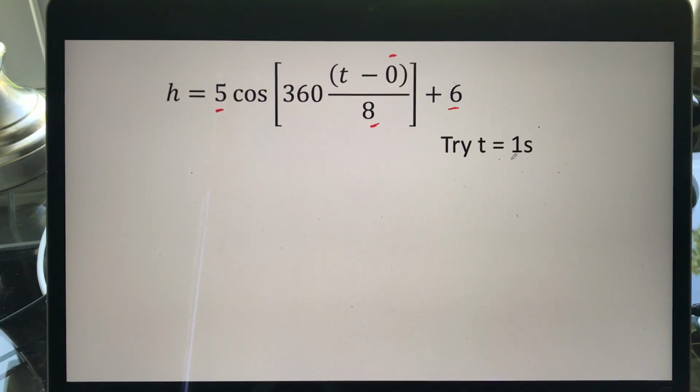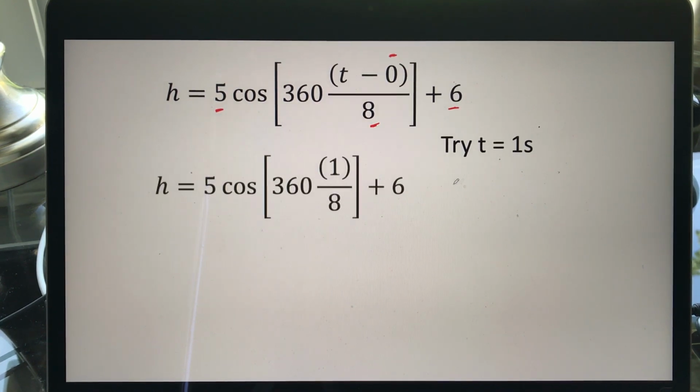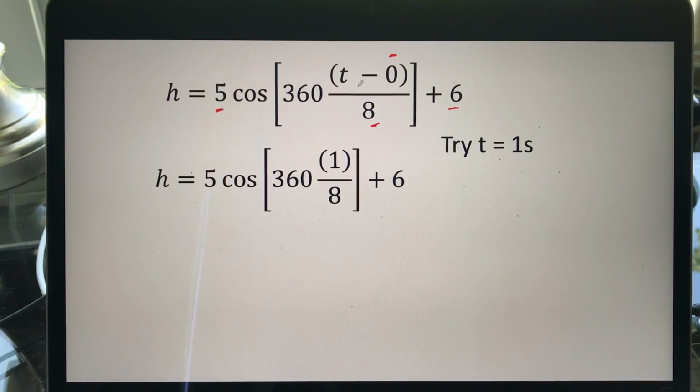So let's try 1 second. So trying 1 second, I'm going to plug it in. There's my 1. Everything stays the same. Obviously, t minus 0 is just 1, so it stays there. Okay. Now, this part's really interesting for us. This is actually a really key spot for us. So this 360 divided by 8, because it's just a 1 anyway, right? So 360 divided by 8 is 45. So now I have cos 45.